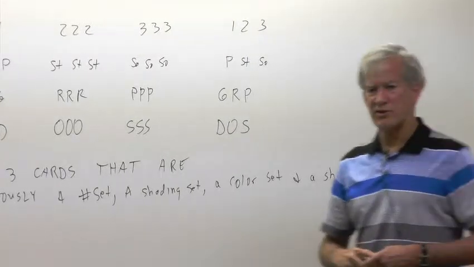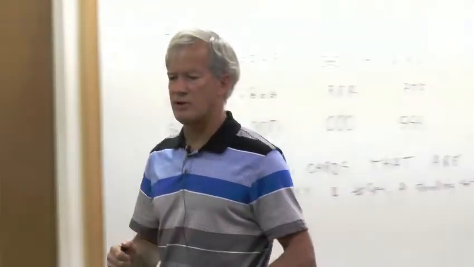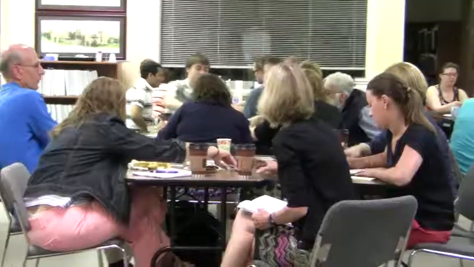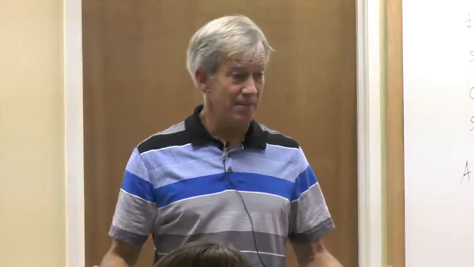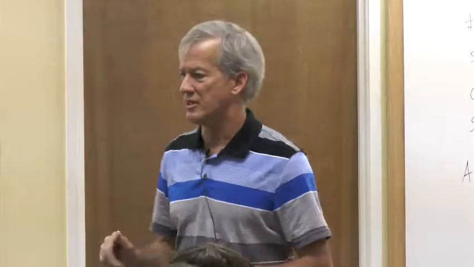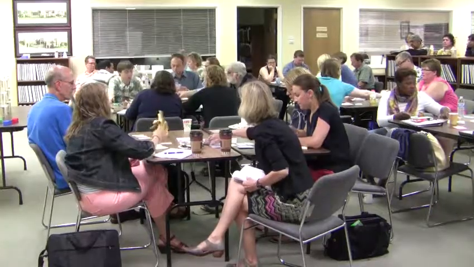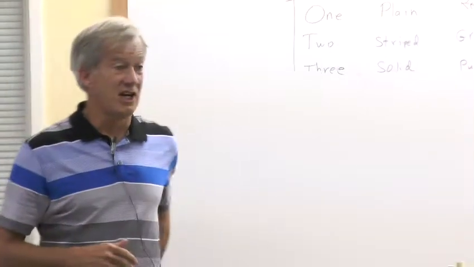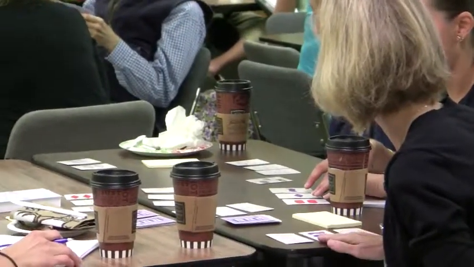So if you take 3 cards, everybody take 3 cards at random, and look at them and decide: are your 3 cards a number set? First check if it's a number set. Check if it's a shading set. Check if it's a color set, and check if it's a shape set. So there are 4 things to check, right?